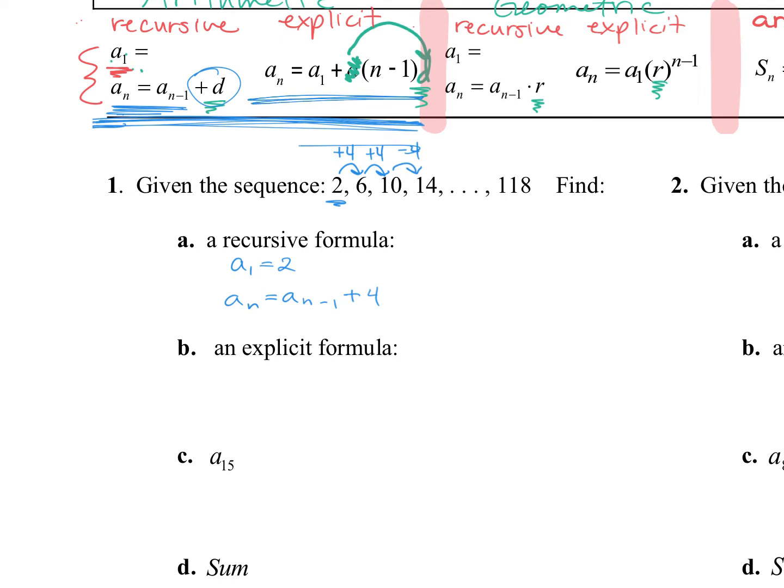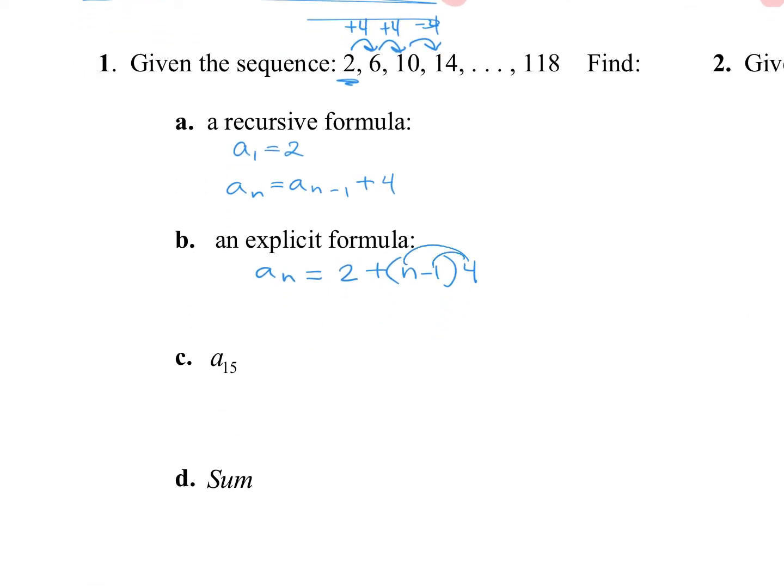Then we write an explicit. So now we're using this formula, okay? A sub n equals what? 2, a sub 1, right? We're going here. A sub 1 plus n minus 1. And then what's d? 4 times the 4, okay? And like I said, if you put the d out in front of the n minus 1, that's totally fine. It's commutative. You can put it on either side. So then simplify that. We'll distribute that 4. So 2 plus 4n minus 4. So a sub n equals 4n minus 2. Okay, that's your explicit formula.